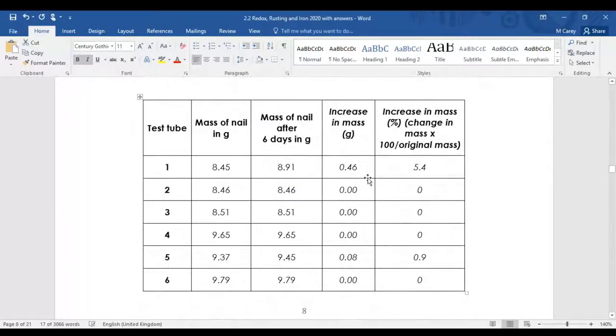Now I changed it just so you could see maybe how you might deal with data here. The nail masses, they're not all the same. So you could have said, when it asked about a fair test, you could have the same mass of nail, certainly the same surface area of nail. So in order to allow for that, you can obviously calculate the change in mass, right, by just subtracting the initial from the final mass. That's easy enough.